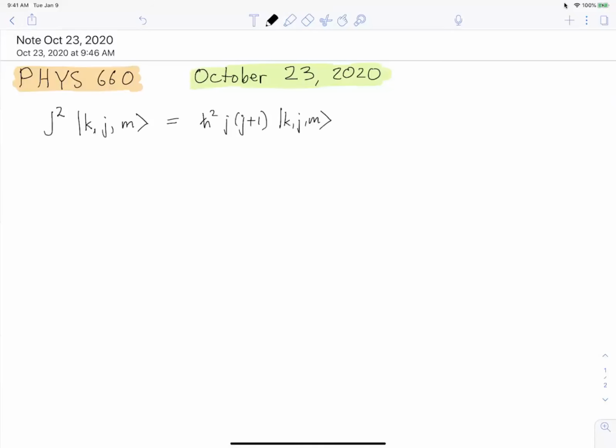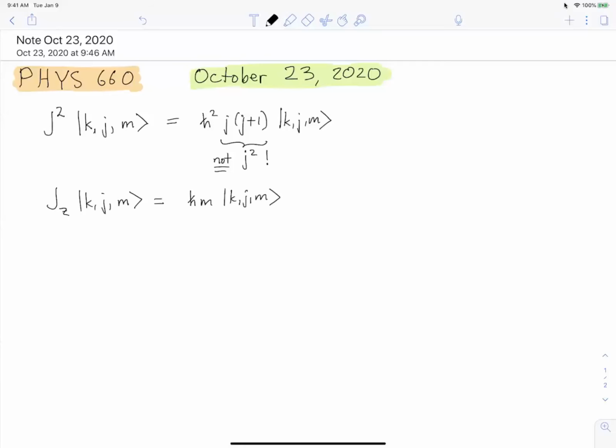By the way, a common mistake is to think this is the operator J squared, and therefore this should be little j squared, but that's not what it is. So don't be that person who writes little j squared there. Okay, and also J_z acting on one of these states gives ħ times m, that's the last label for the state.